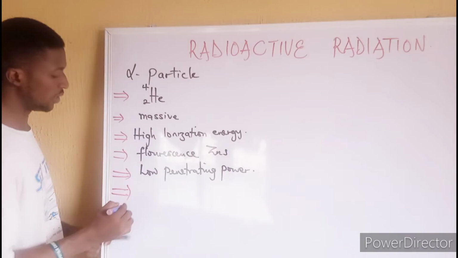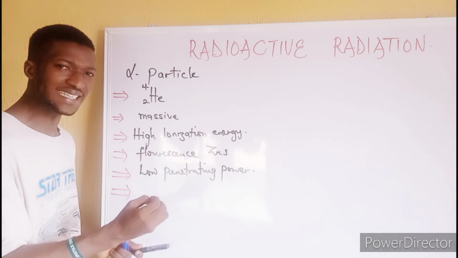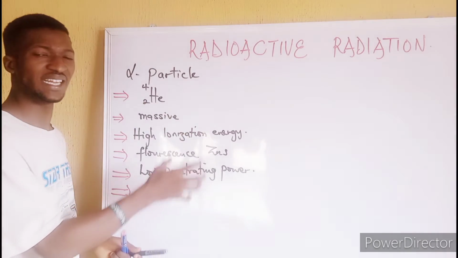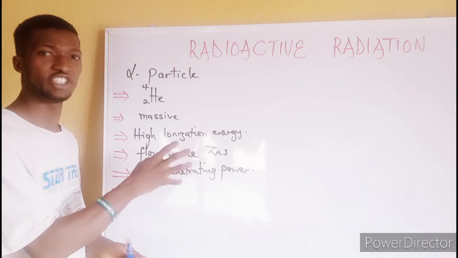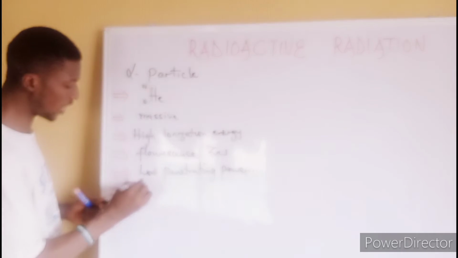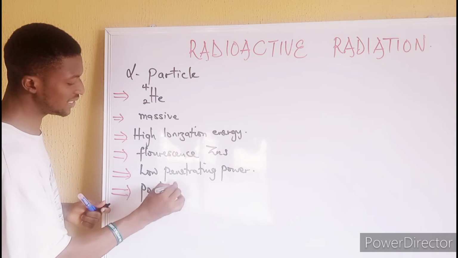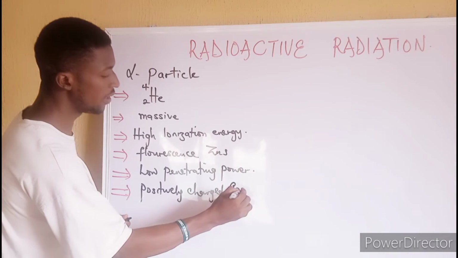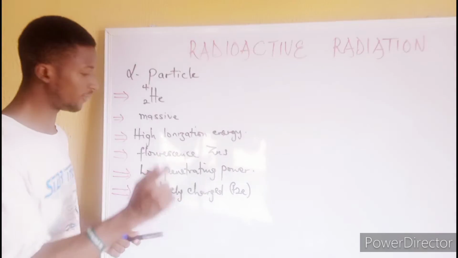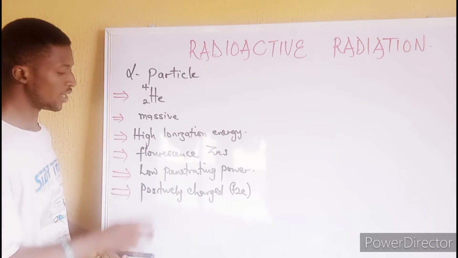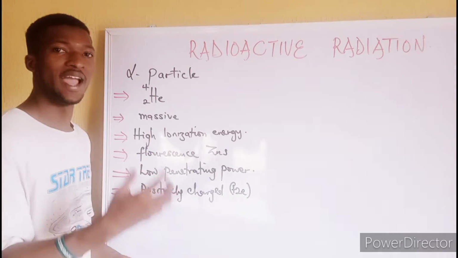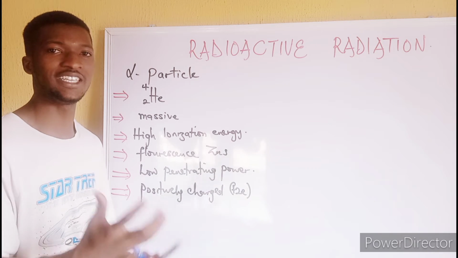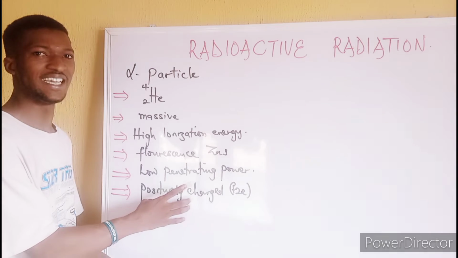Also, it can be deflected by electric field and magnetic field. But how can it be deflected? We need to look at the charge. It is positively charged, and the magnitude of this charge is twice that of an electron. According to the electrostatic law, which states that unlike charges attract while like charges repel, it will be attracted by a negative charge.